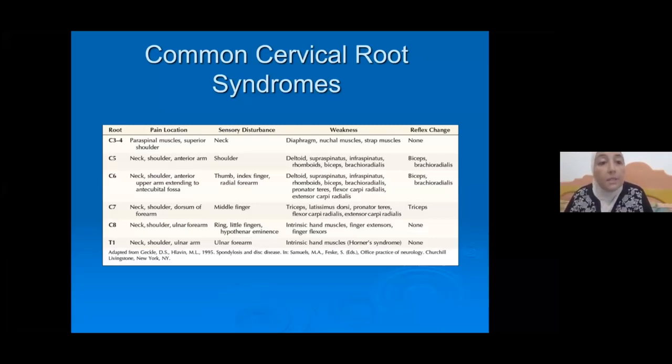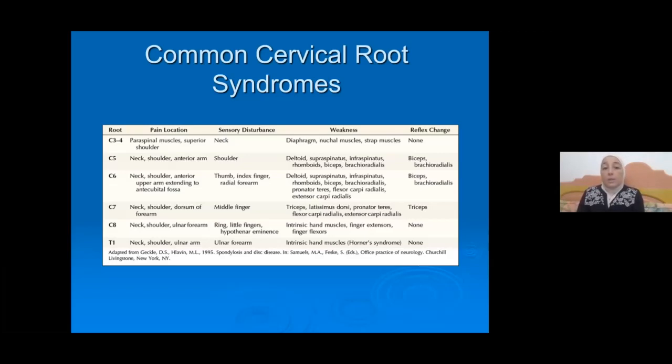In C7 radiculopathy, the patient has pain in the neck, shoulder, and dorsum of forearm, and the sensory disturbance is mainly in the middle finger, with weakness in the triceps, latissimus dorsi, pronator teres muscle, as well as the flexor carpi radialis and extensor carpi radialis muscles, and the triceps reflex might be knocked down.